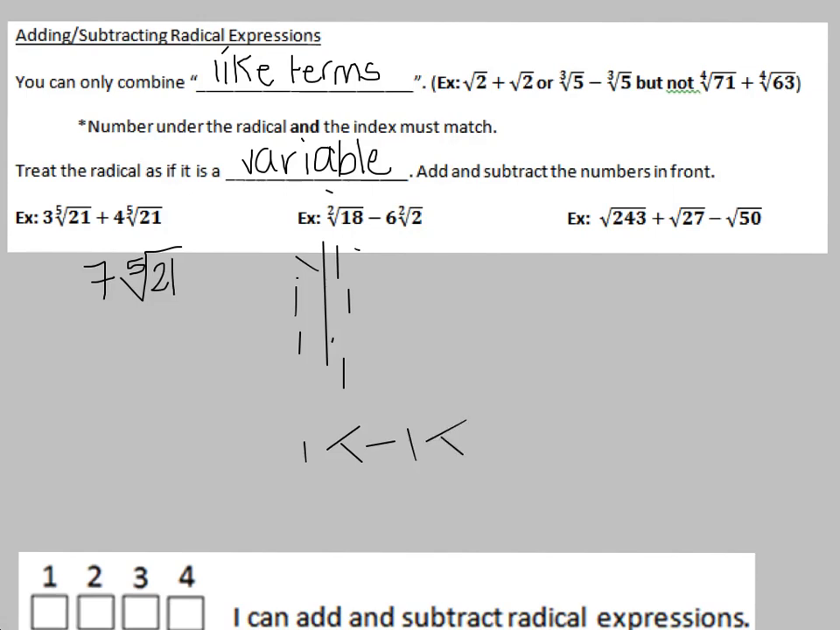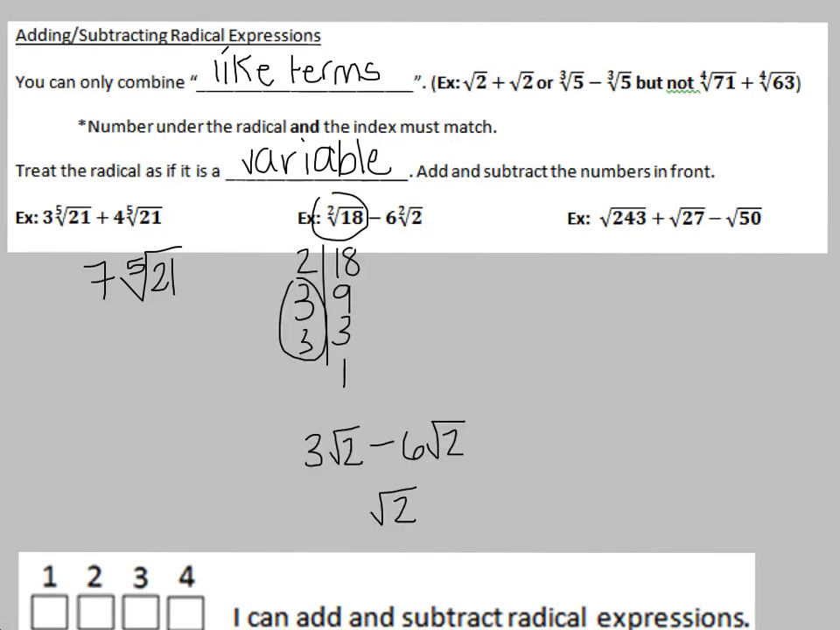And now I have like terms. I'm going to keep the square root of 2, and I'm going to say 3 minus 6 and get negative 3. So here's my answer here. And my last example, I see that my index is the same, 2, 2, and 2, but my radicands are all different. So I'm going to break down each one and hope that I get some similar radicands.